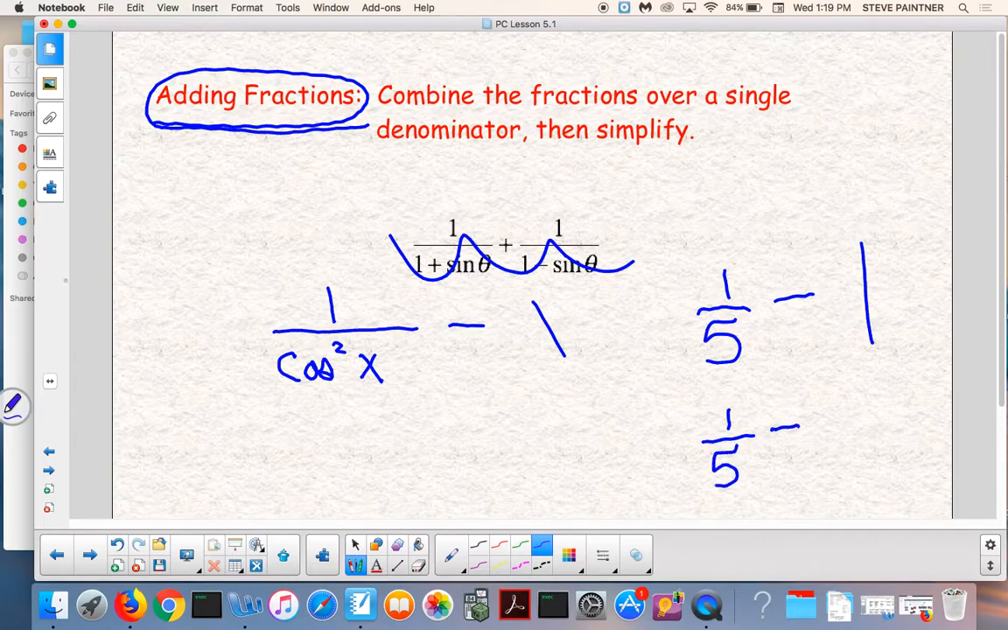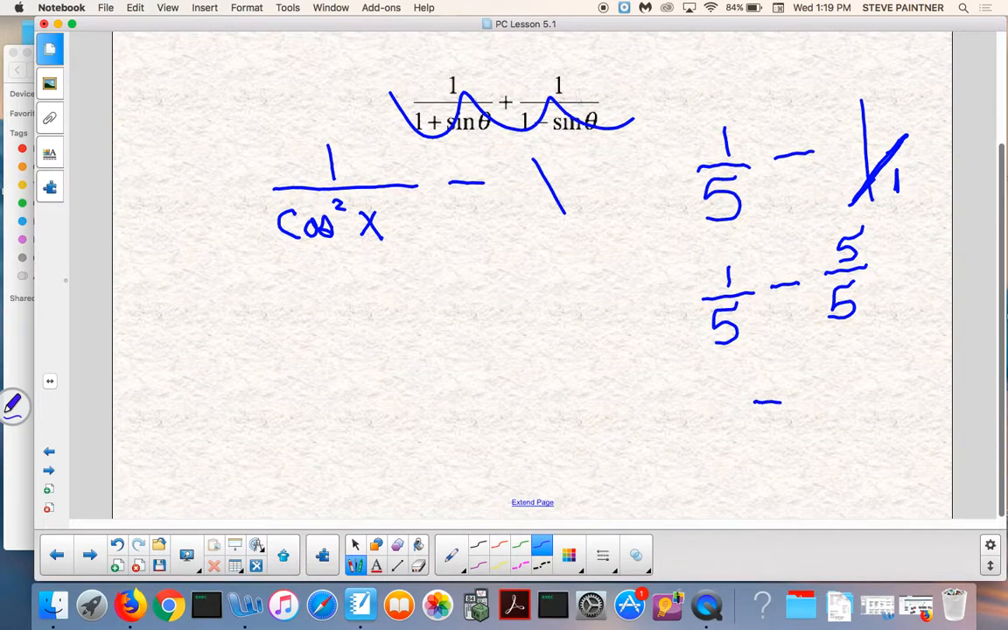Yeah, you'd get your common denominator, right? You'd say this is 1 over 1, so I multiply this by 5, and I get 5 over 5. And then, of course, this answer is negative 4/5. Okay, it's the same thing. This is what? 1 over 1.